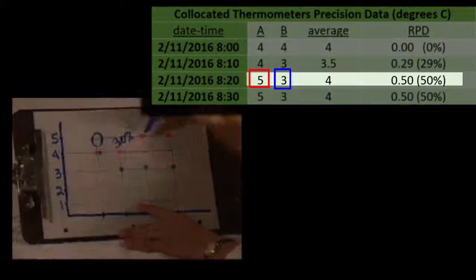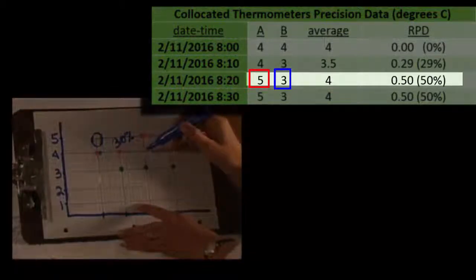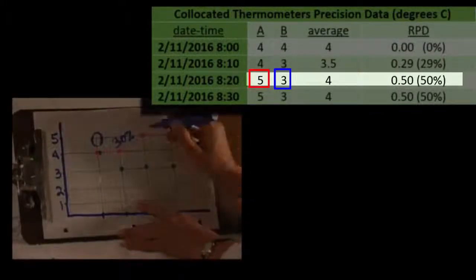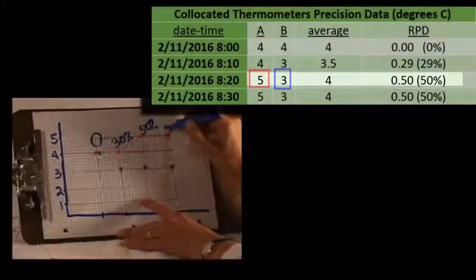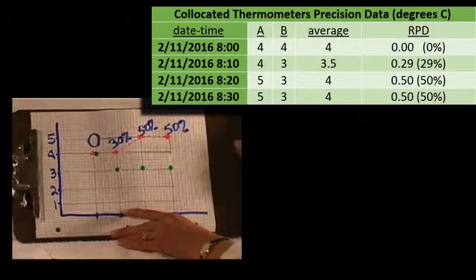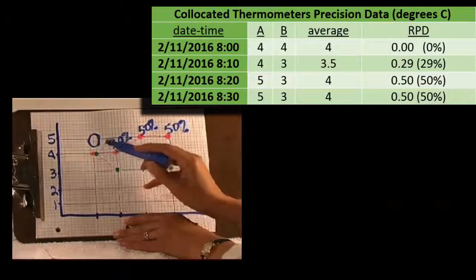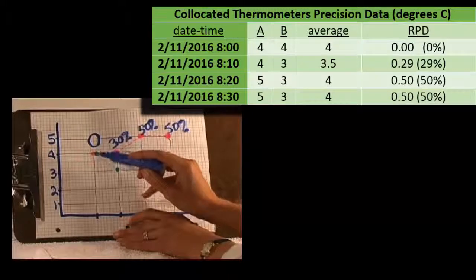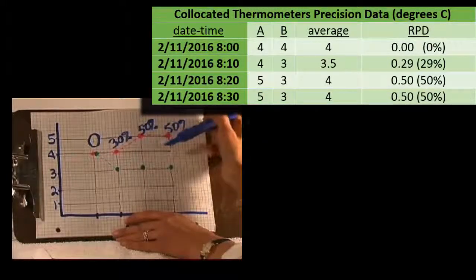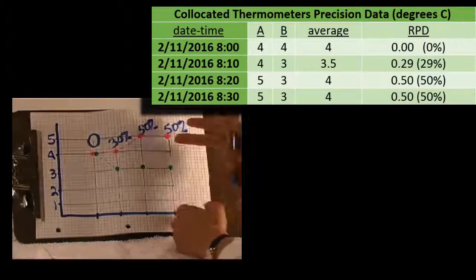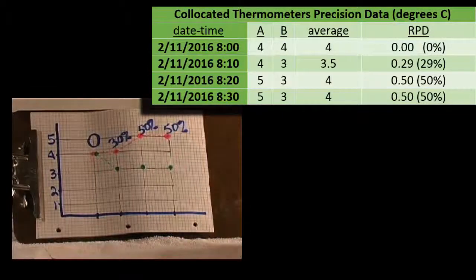And here you've got 5 minus 3 divided by the average, which is 4. So you've got 2 divided by 4, which is exactly 0.5, or 50%. So here we increase to 50%. So we have something going on here with our instruments, which seem to be performing fantastically well in terms of their precision error the first time we make a measurement, and then there's a trend where they're disagreeing more and more every time we make a measurement, to the point where it's leveling out at about 50% difference between the two, which isn't really what we want to see.